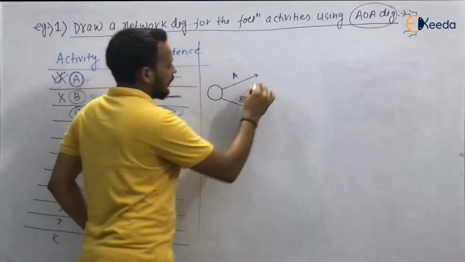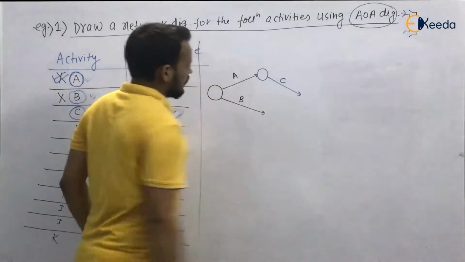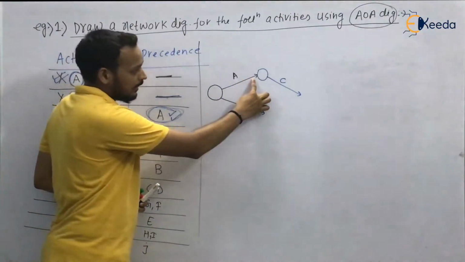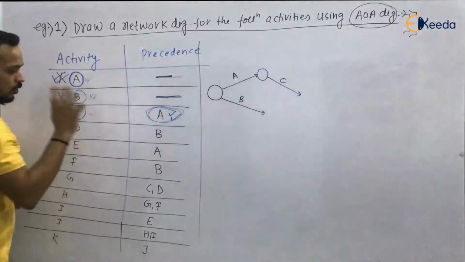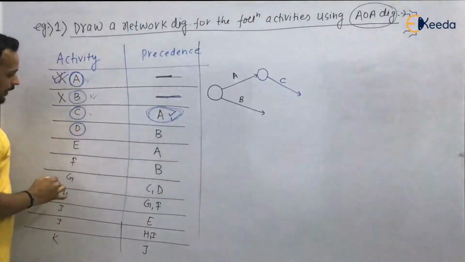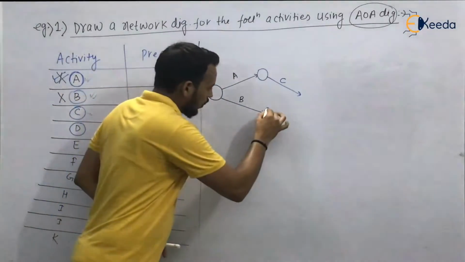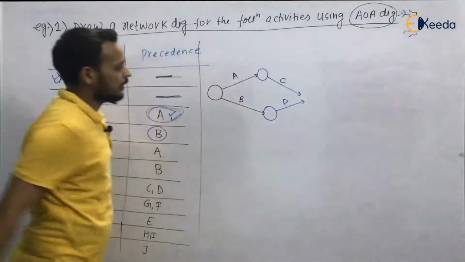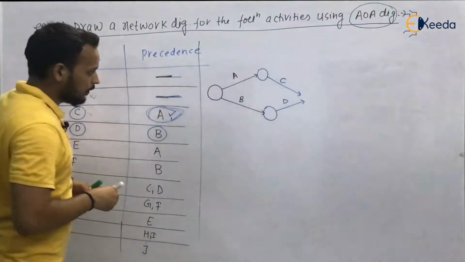So look at A. A has been completed. Now start the activity C. Okay. Where you have completed activity A, from there only you have to start activity C because A is precedence to C. Now look for D. Activity D. The precedence is activity B. It means D will start from B. Okay. Activity D will start from B.